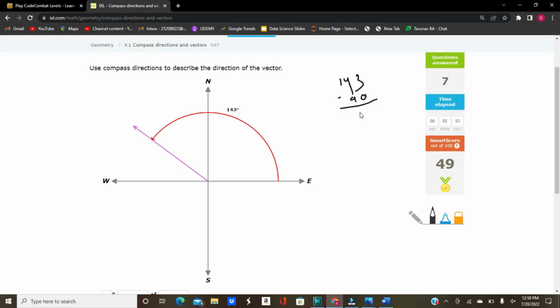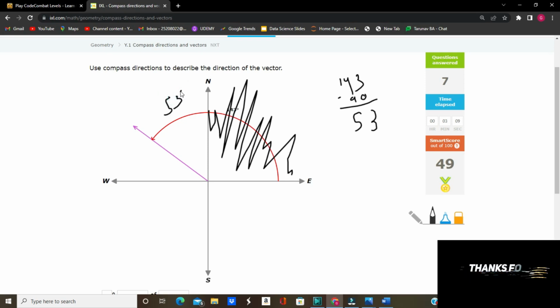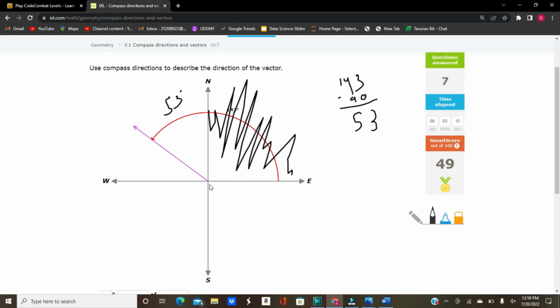That is 53. So what we do here is we cancel out this 90. So this 90 does not exist anymore. All we have now is just 53 degrees west of north. So that's basically how you do it. Or if you have the vector pointing this way, and then you have the red line going all the way over here, then you remove that 90 to get the angle x south of west or southwest of south. And yeah, so now let's go back to our problem.